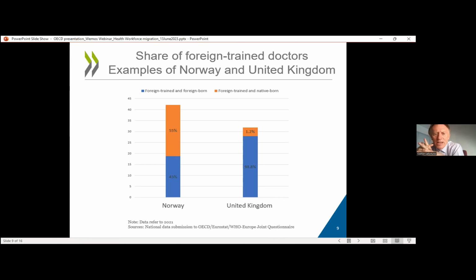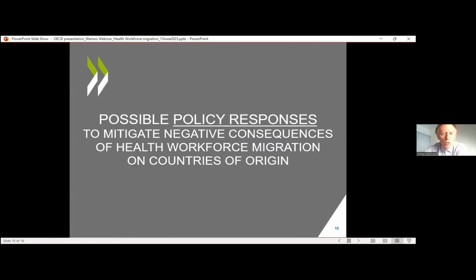In Norway, it's not the case. The majority of foreign trained doctors are in fact Norwegian students who went to study abroad and then came back. So they're listed as foreign trained but native born in our database. So that's an important thing to keep in mind when using our data.